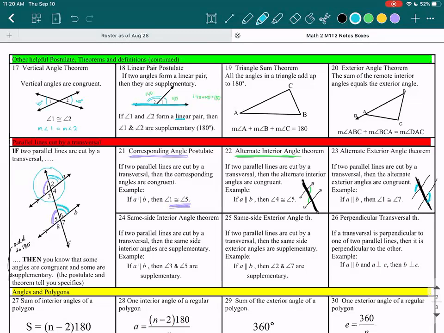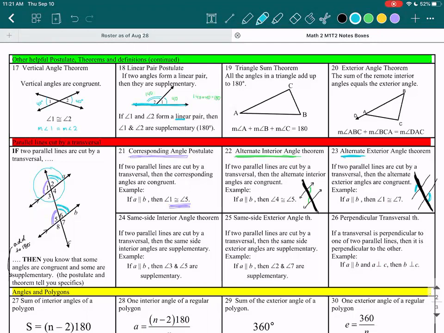So notice again that this bold black line divides the two blue angles. So they are on different sides of this bold black line. That's why they are alternate. Okay? And they are exterior because they're not between your parallel lines.